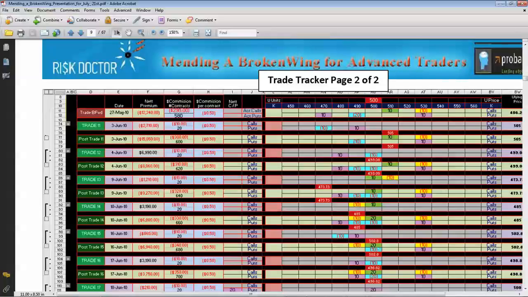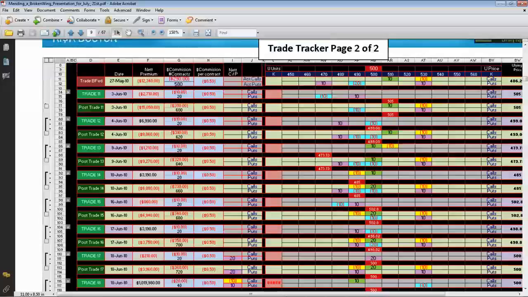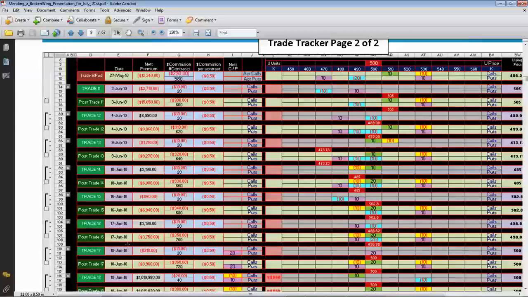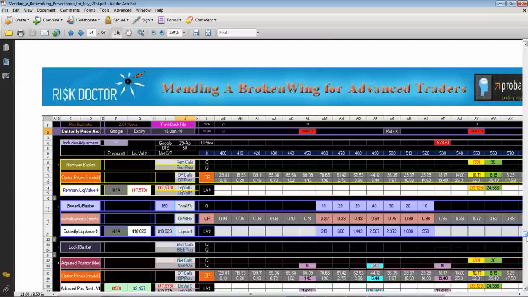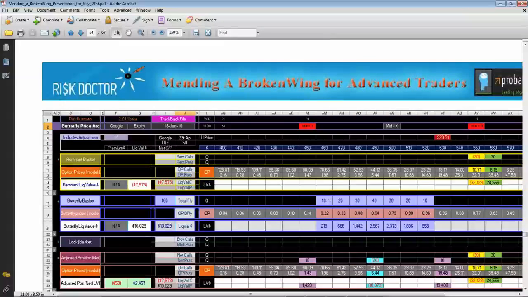Oh, wait. It doesn't say I'm flat. It says I got a 20 lot here. Hold on. Oh, no. I'm flat. I'm all boxed off. Post-trade 16, I'm all boxed off. Let's go to post-trade 16 on about page 54 or so. Well, here's page 54. Doesn't show it. So back to that to show it there, because you can see all the boxes.